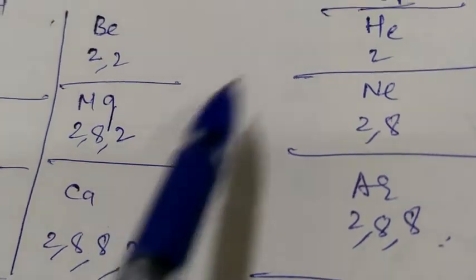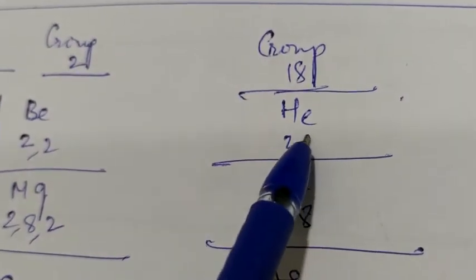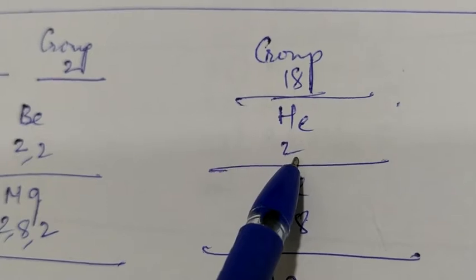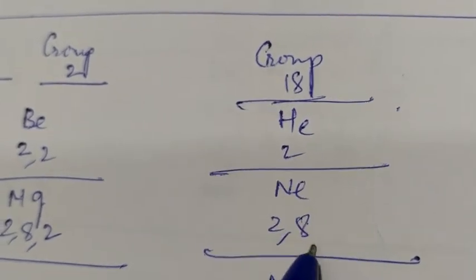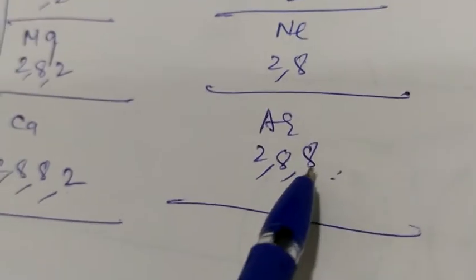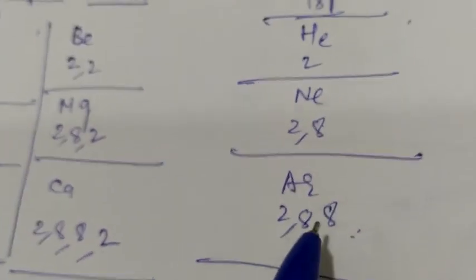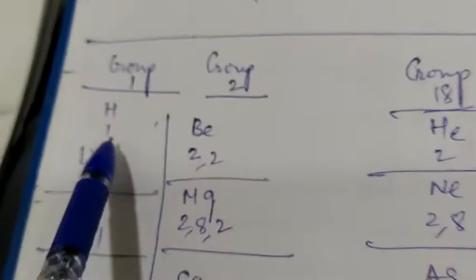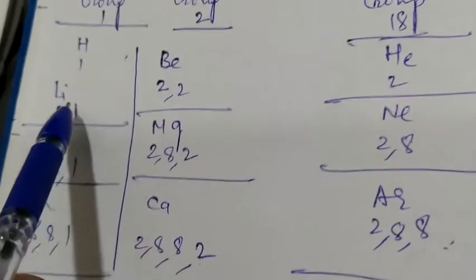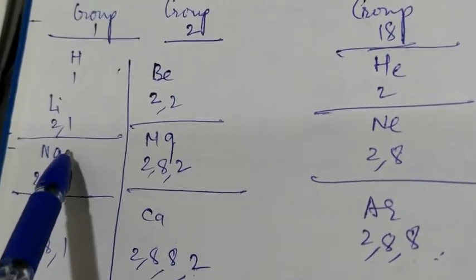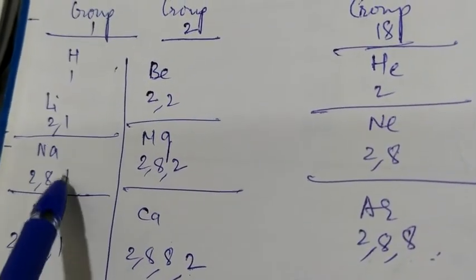Then in group 18, helium is the first member, with electronic configuration 2, neon 2 and 8, and argon 2, 8 and 8. So what is the specialty here? In group 1, only one electron is there in the outermost shell. Here also, 1, 1, 1.